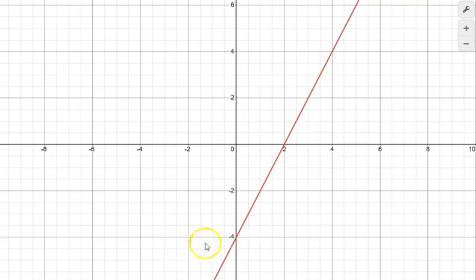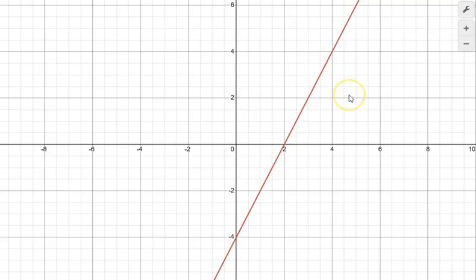So if you look at this line on the screen right here, our y-intercept is at -4. That is the spot where the line crosses the y-axis. And our x-intercept is at 2. That's the spot where the x-axis is intercepted by this line.